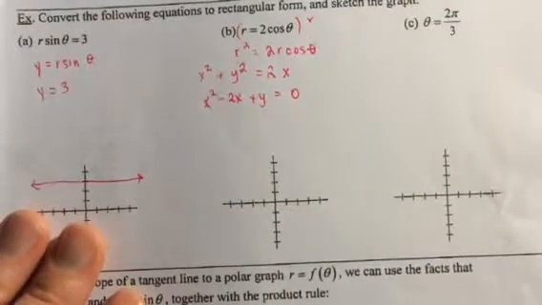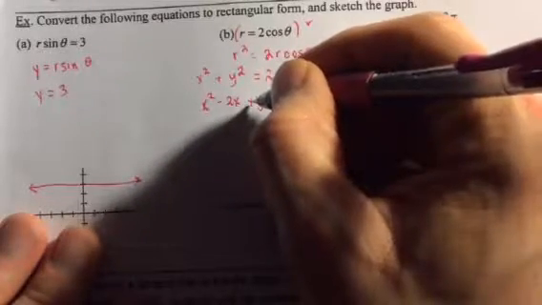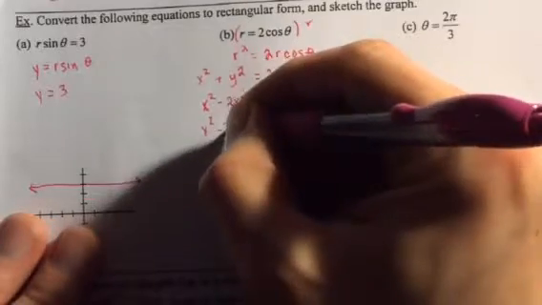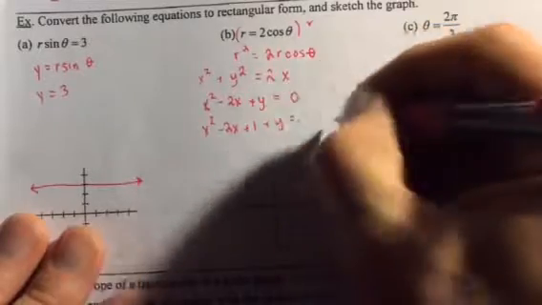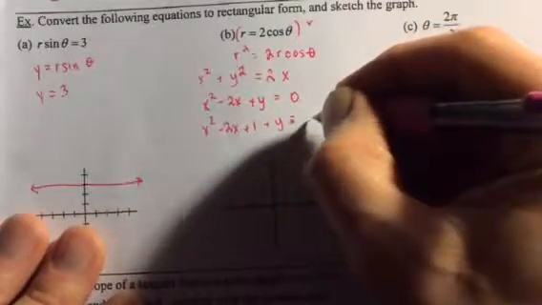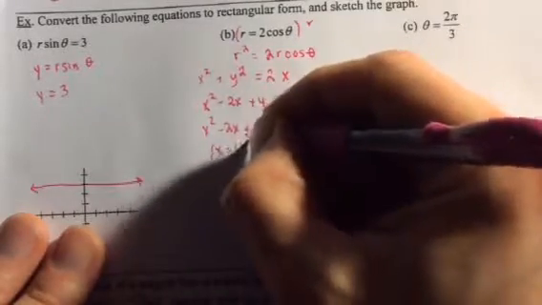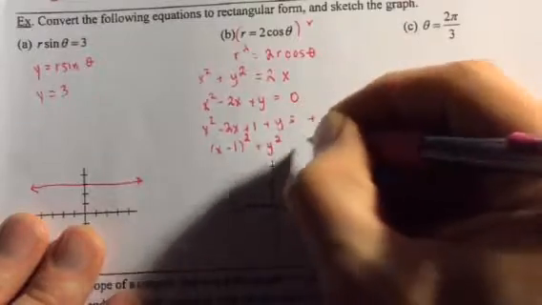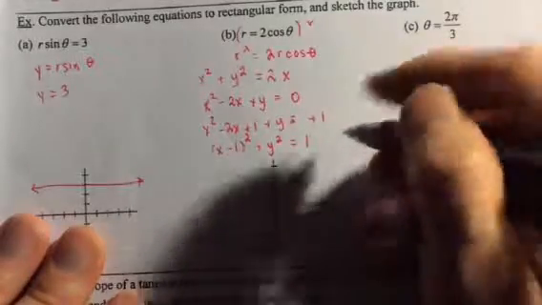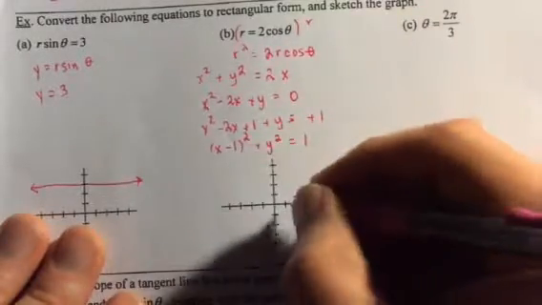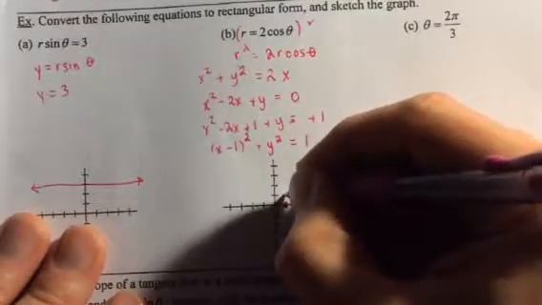To graph this, we need to complete the square. So we divide by 2 here, and then we would square it. So this is x squared minus 2x plus 1 plus y squared, and since we added 1 here on this side, we need to add 1 on this side. So this is x minus 1, the quantity squared, plus y squared is equal to 1. So this would be a circle that's been moved to the right 1 and up 0, and it's got a radius of 1. So it's just a circle.